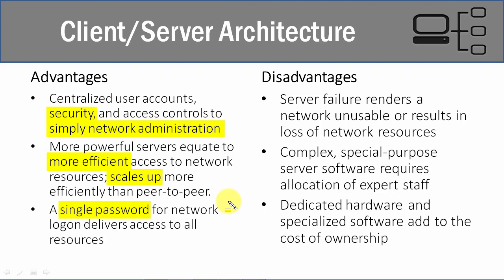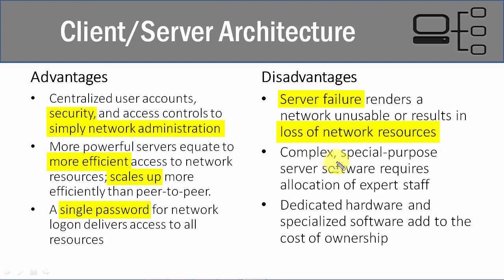However, there are disadvantages. So let's talk about those disadvantages. Well, the first one is, what happens if we have a server failure? What happens if our file server goes down? Well, it could potentially render the network unusable because we don't have access to the data that we need. And so we'll have a loss of resources on our network if it's not set up properly. And you can set these up with redundancy, but it's expensive.